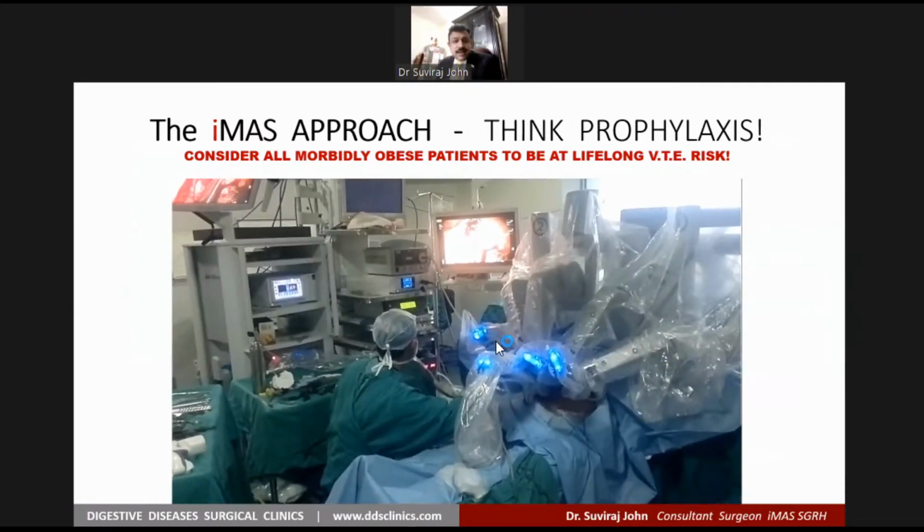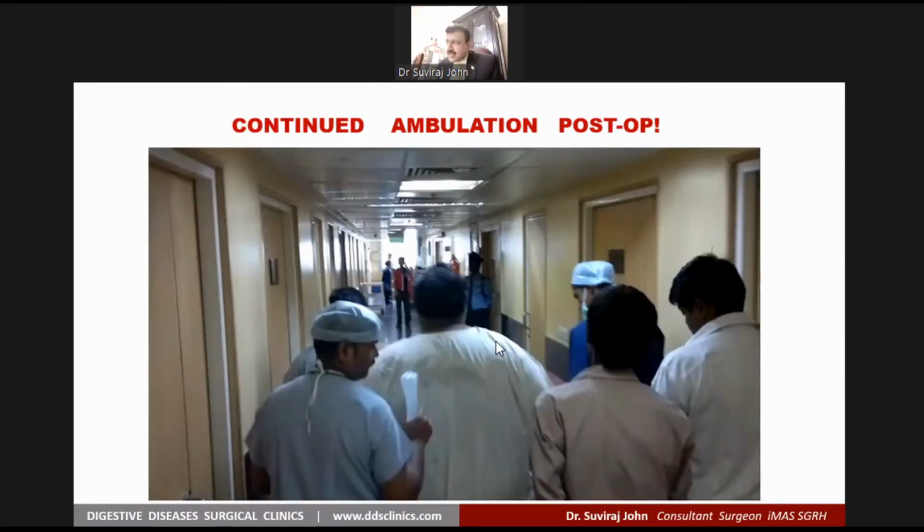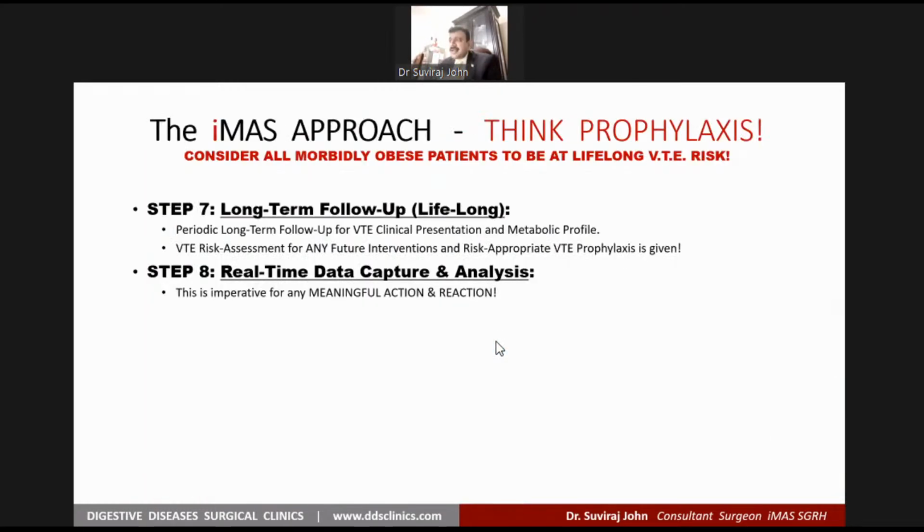And then the patient is ambulated as quickly as possible, even as early as an hour and a half to 2 hours after surgery, and we continue this aggressive ambulation in the post-op period. That's very, very important, and we follow this up when the patient is home by our nursing home care follow-up.